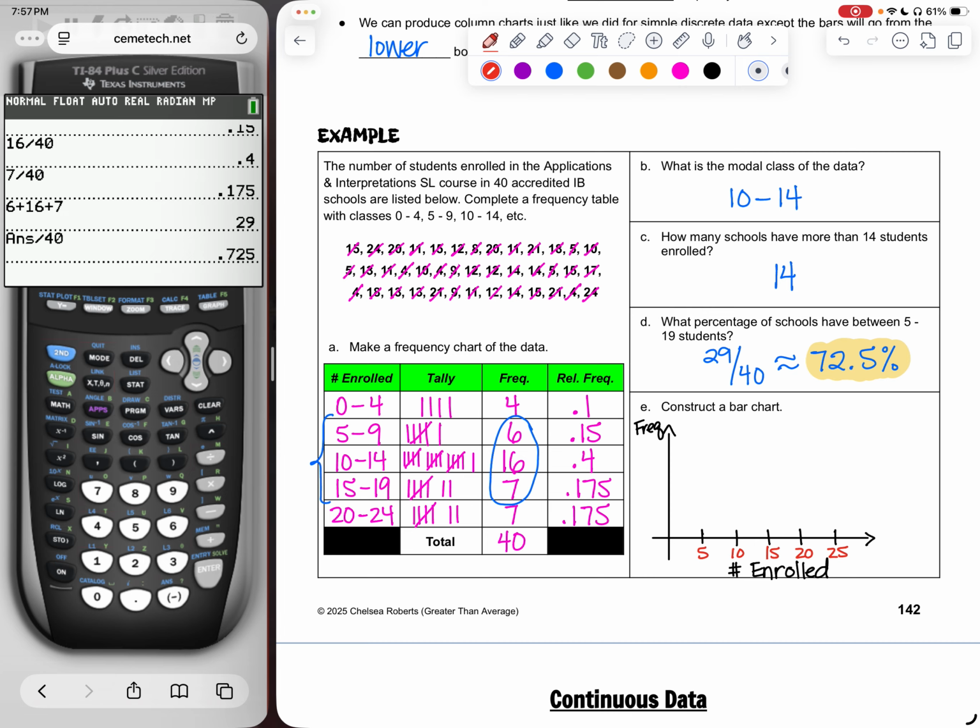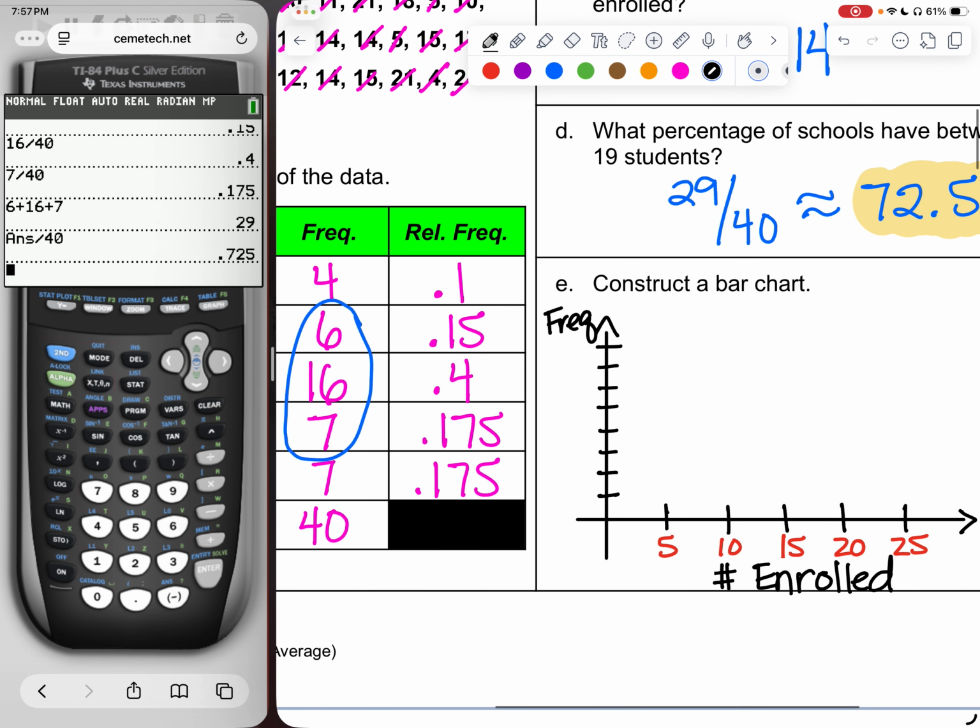And then the highest frequency that we see goes up to 16. So I'm going to label by twos: 2, 4, 6, 8, 10, 12, 14, 16. All right. And make sure that you are very careful when you are labeling, because your grids or your scales need to be even.